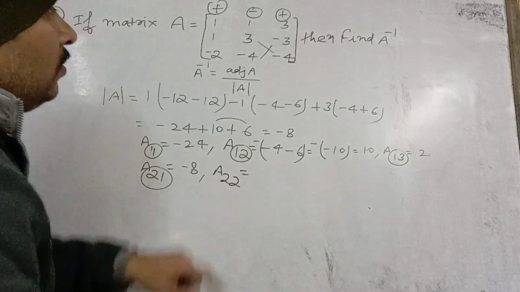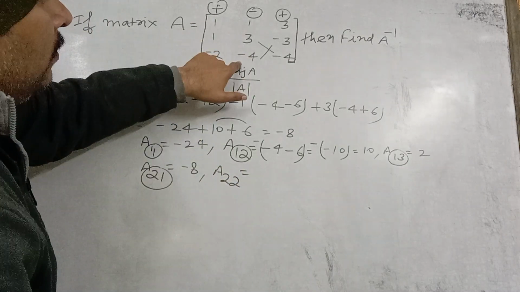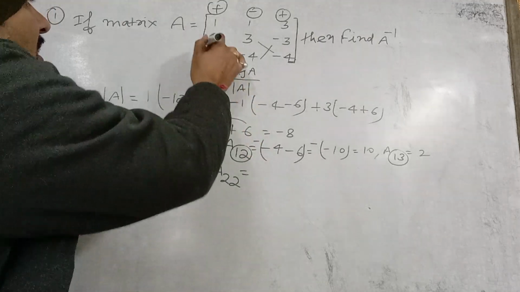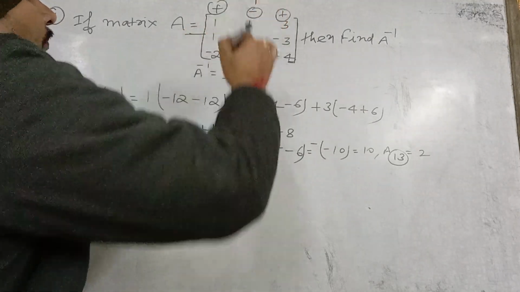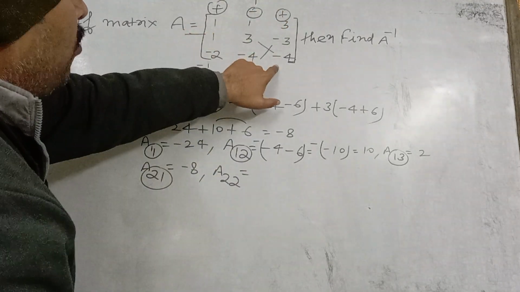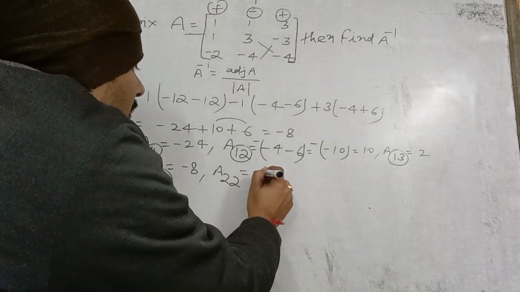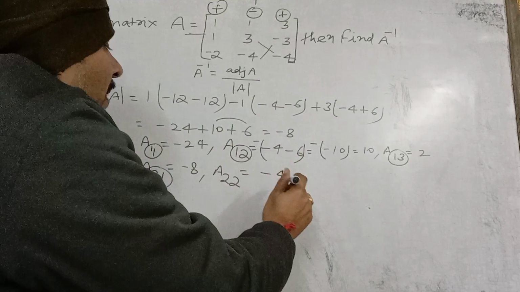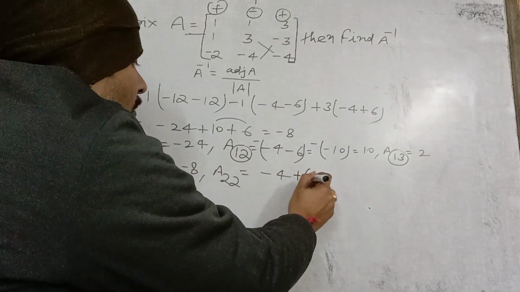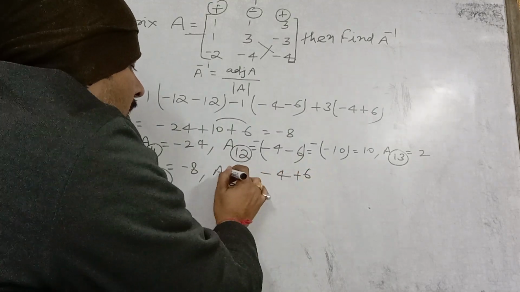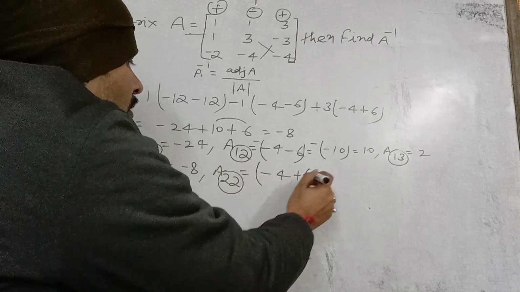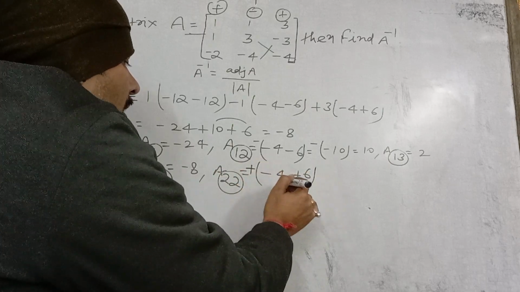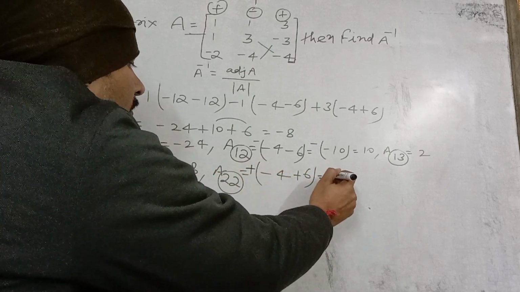And value of A22. This is the second row and this is the second column. So 1 multiply -4 is -4. And this multiply this is plus 6. So this value becomes 2. And the sum is even. So put a positive sign. So this value becomes 2.